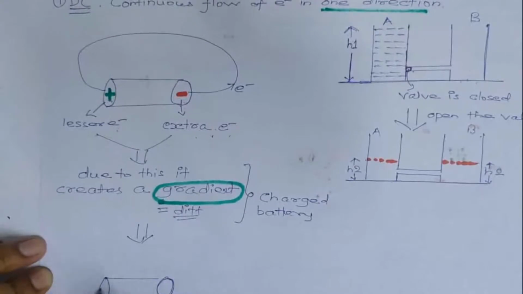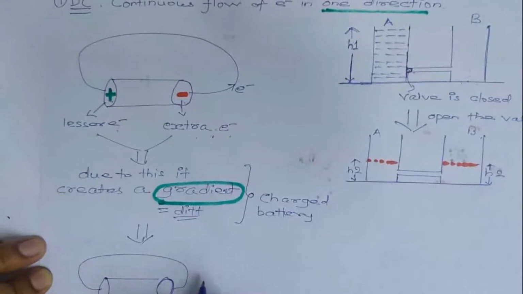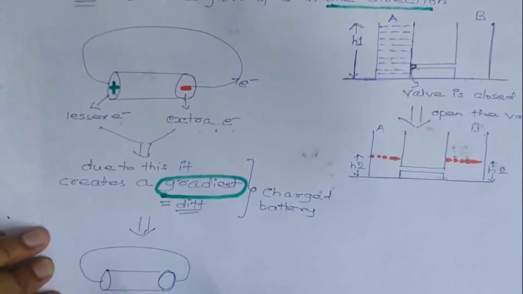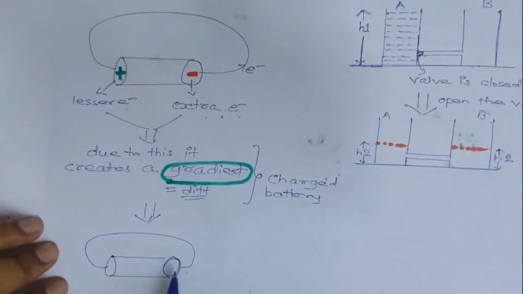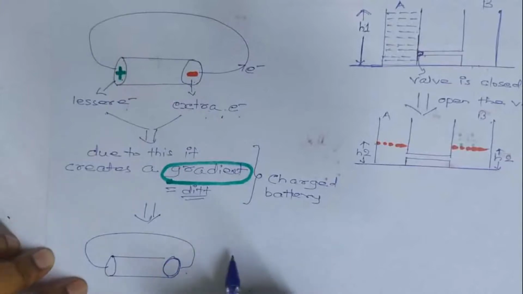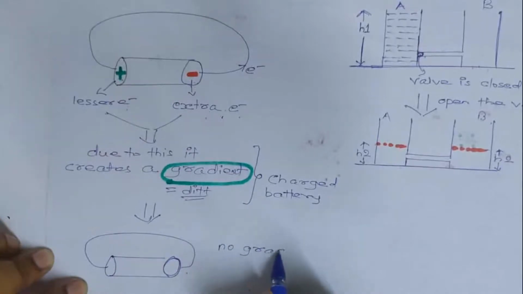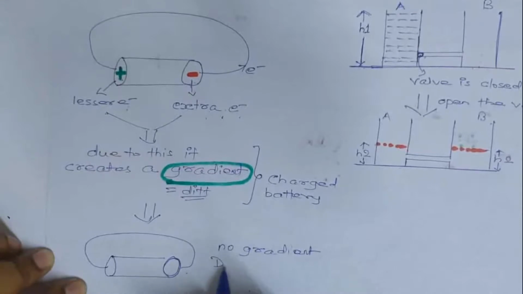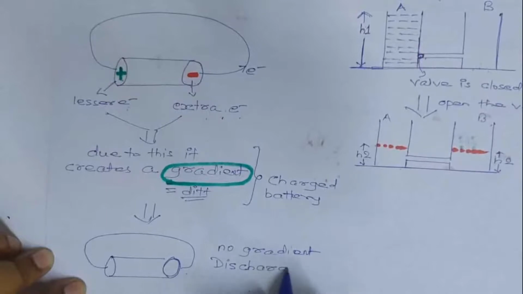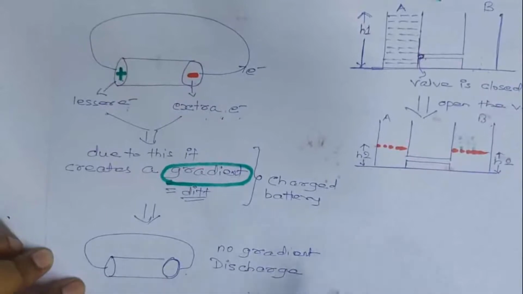Okay, so after that you will find that there is no more flow of electrons, because the number of electrons becomes equal on both the terminals. So that means it has no gradient, so that means it is completely discharged. So we say that the battery is discharged. So now we are required to either replace the cell or recharge the cell, which we quite often do.